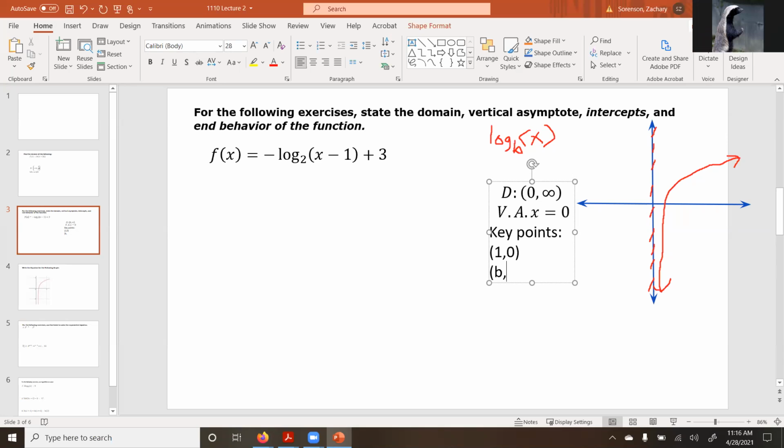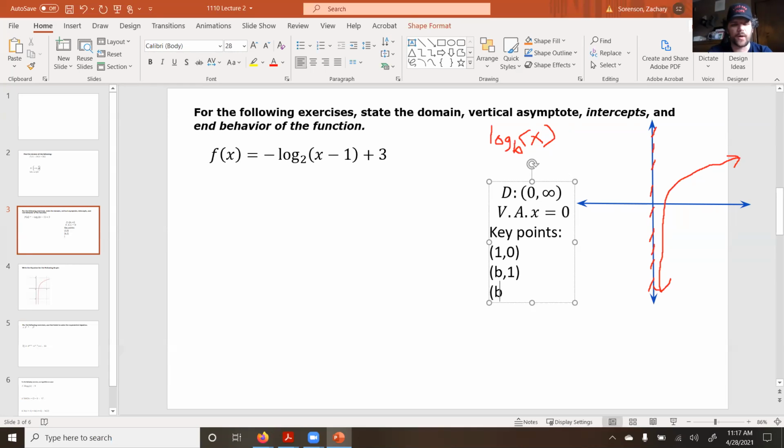Is it 2? Close. Is it -2? Less close. If I have a log and I plug my base into my log, that equals blank. It's a log property. 1. 1.